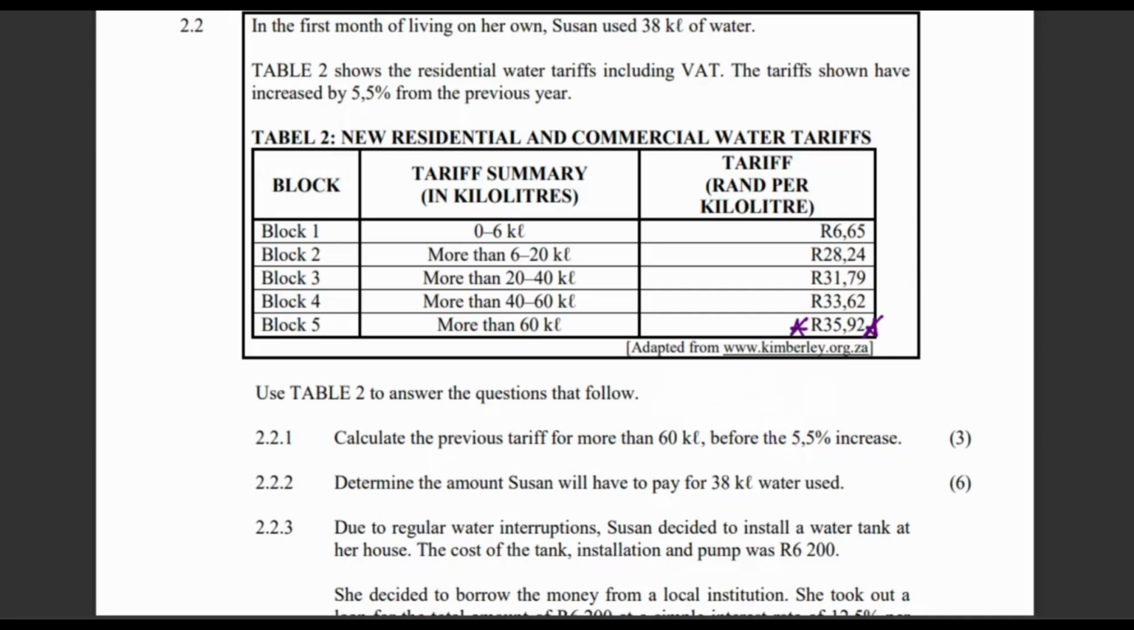Before the increment, there was a certain price. Let's say it's Q. Please hold on a sec for me. Somebody is knocking at the gate.